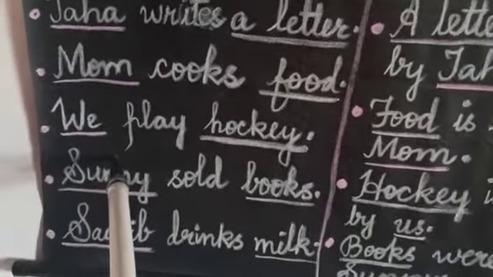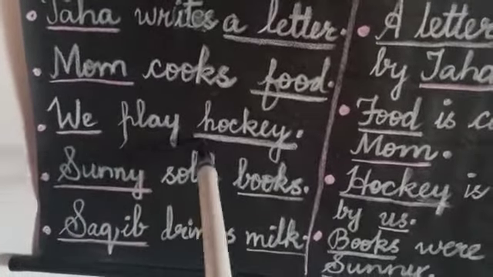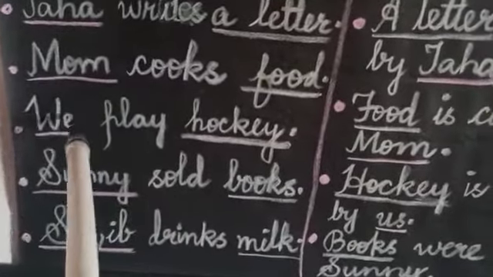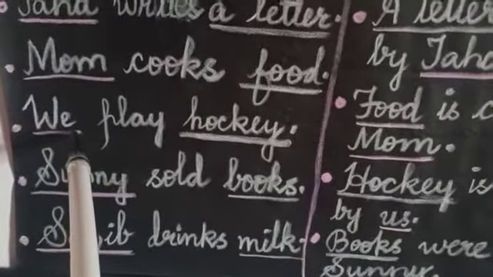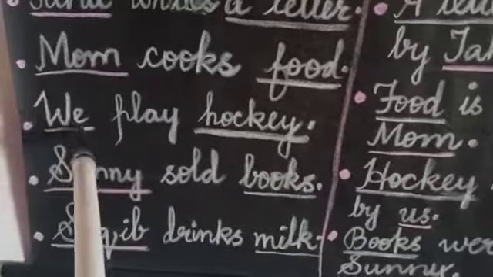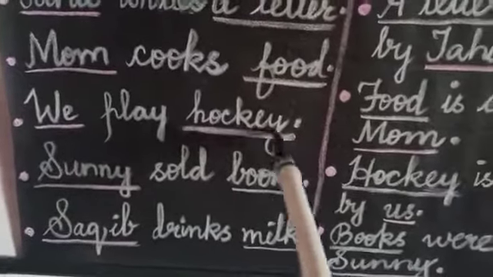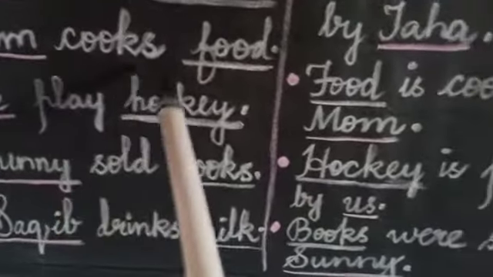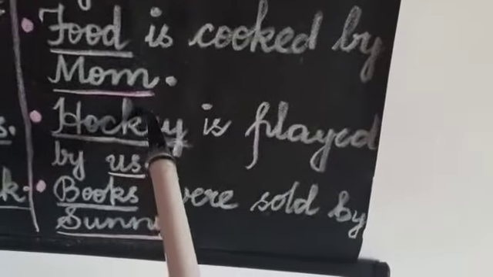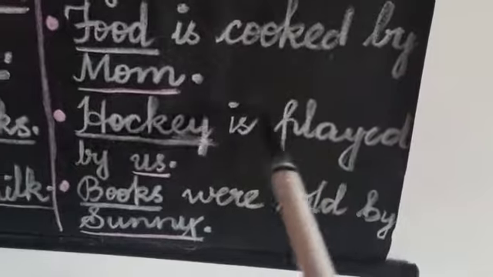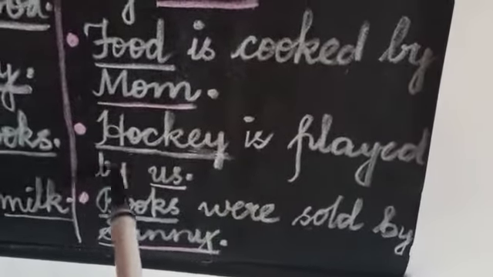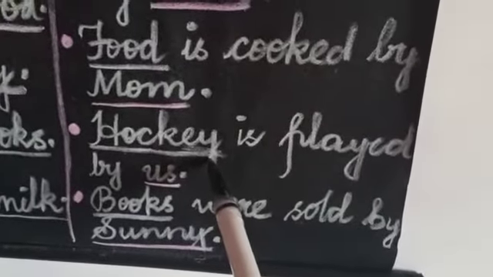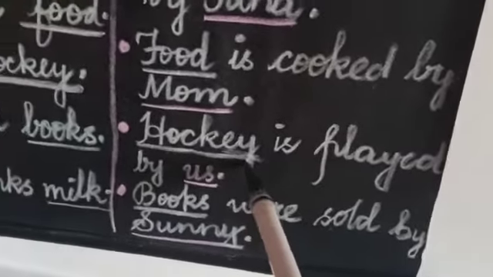We play hockey. Now you see, we are the doers of this action, play. We are the subjects. So here subject is the doer of this action. So we can say that we play hockey. This sentence is in the active voice because the subject is the doer of the action. Now if we see this sentence, hockey is played by us. Here hockey is the subject, but it is not the doer of the action, it is the receiver of the action.